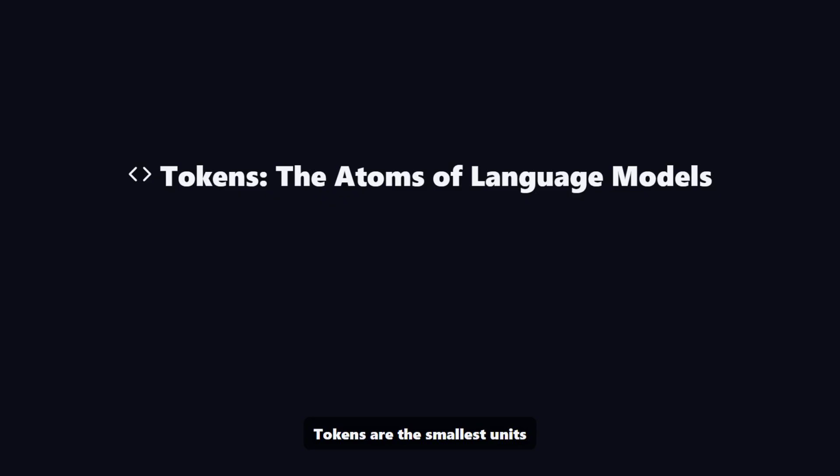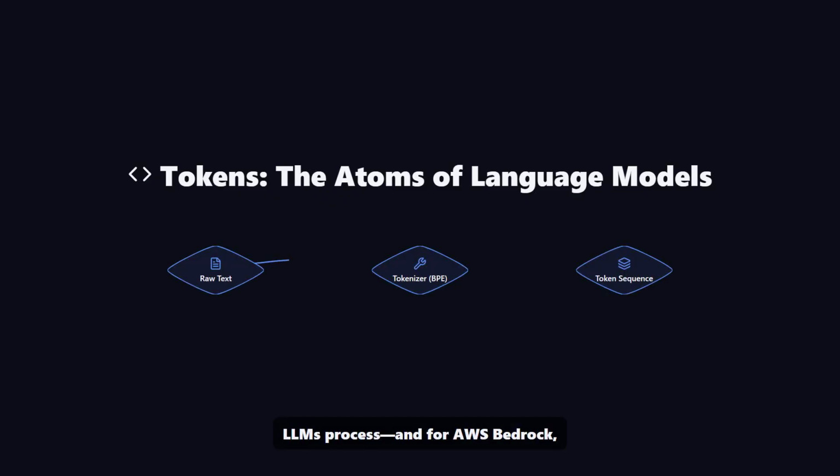Tokens are the smallest units LLMs process. And for AWS Bedrock, pricing is tied to token usage, so understanding them matters. "Domain 2 is hard" becomes just a handful of tokens in GPT-4's tokenizer. You can check that right now on OpenAI's tokenizer page to see exactly how many. The exam expects you to know that subword tokenization like byte pair encoding handles unseen words gracefully.